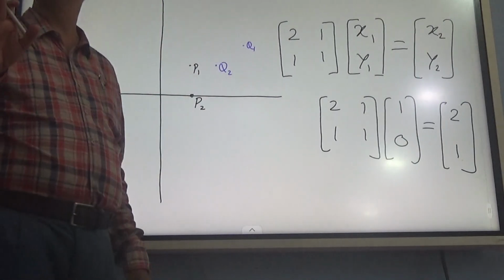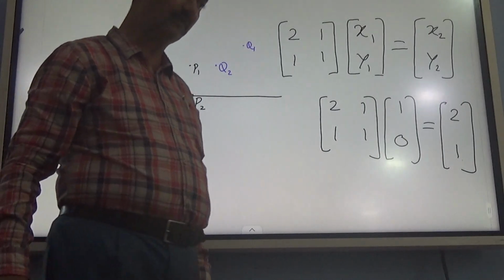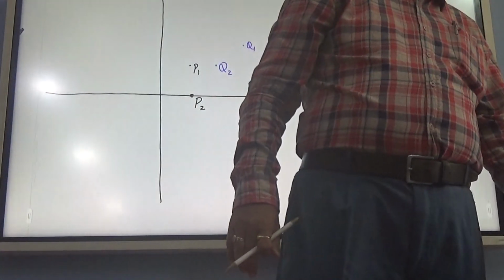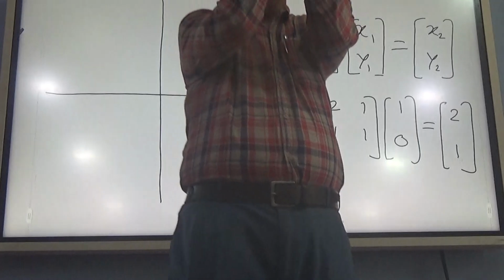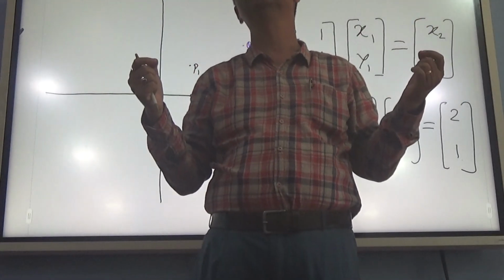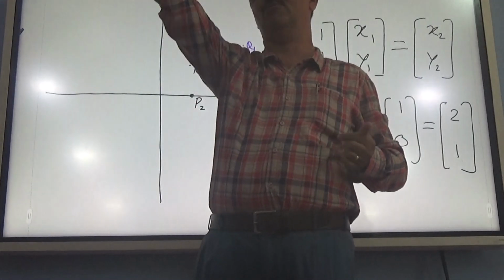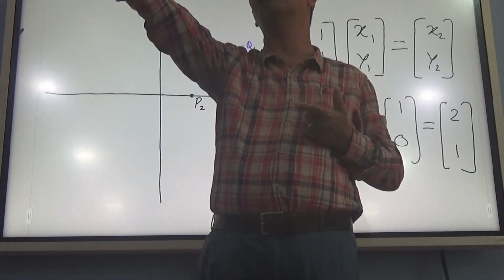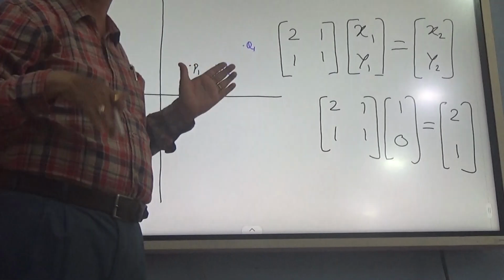Is it right? So you will find that in this plane, for every point there is an image point in the transform domain. Is it clear?